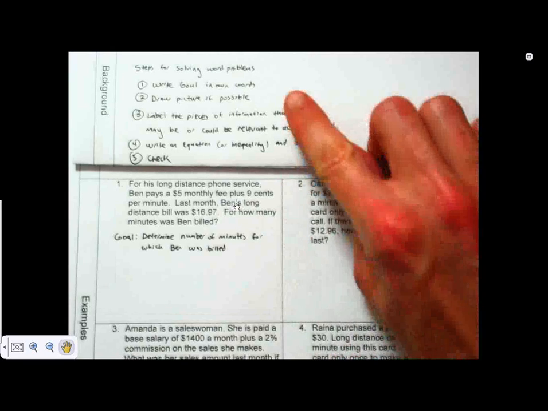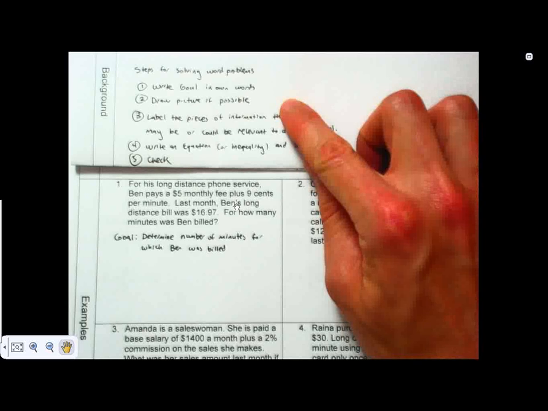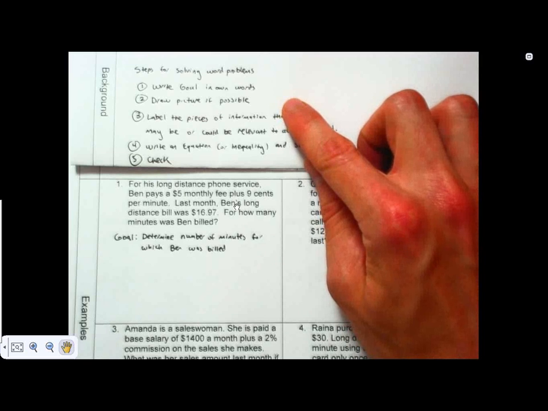So I'm again going to refer back to this general word problem solving strategy, and just want to reiterate that not every step is going to apply to every single problem. This is just a general list of things to think about. So let's go ahead and just take a look at number one and see how we might solve that.